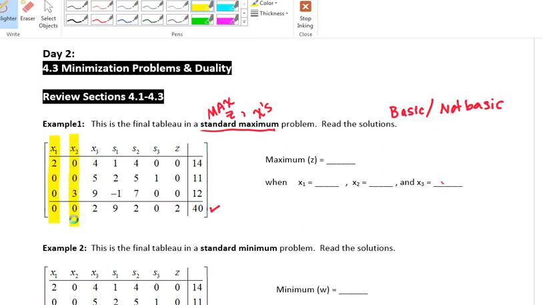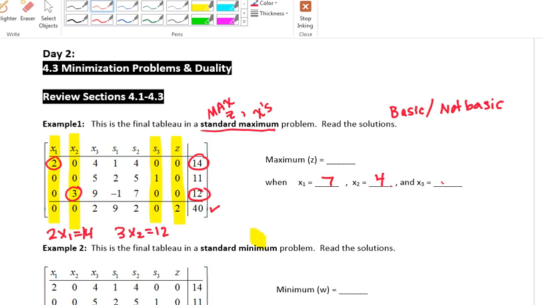So x1 is basic, it has a 2 and all zeros. x2 is basic, it has a 3 and all zeros. I'm scanning across. S3 is basic, it has a 1 and all zeros. And z is basic, it has a 2 and all zeros. So I should be able to solve for my variables by saying, okay, 2x1 equals 14. And if 2x1 equals 14, I can divide by 2. 14 divided by 2 is 7. The value of x1 is 7. x2 is basic. I can read that 3x2 is equal to 12. If 3x2 equals 12, then that means that x2 equals 4, because I can divide by 3.